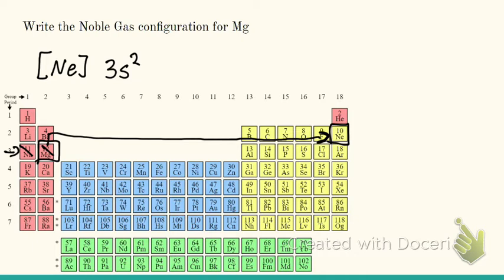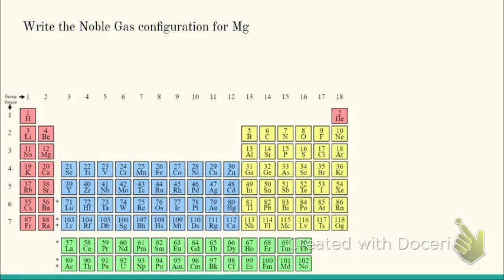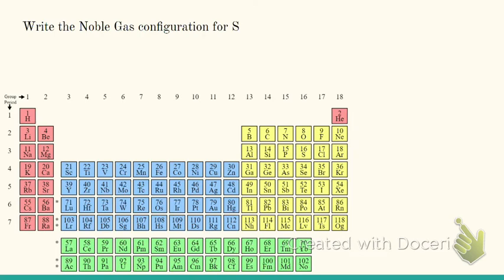All right, let's take a look at another example. Let's take a look at sulfur. All right, so our sulfur is right here. So as always, we're going to look at our noble gas that is on the row above. So looking at the row above, it is going to be neon. So we have our neon in brackets, and we are going to continue on with our configuration.